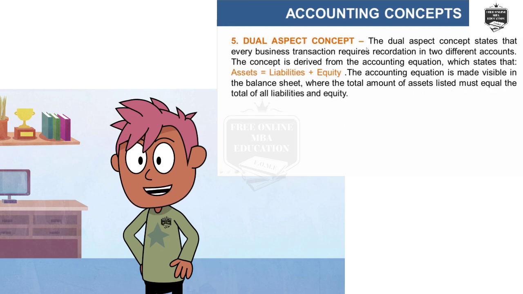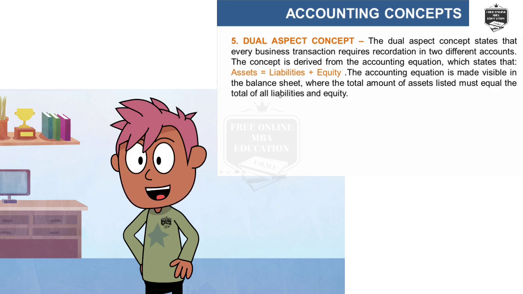Then there is dual aspect concept. The dual aspect concept states that every business transaction requires recordation in two different accounts. So the concept is derived from the accounting equation which states that asset equal liabilities plus equity. So dual aspect concept says that every debit will have a credit account, and thus your asset side should be equal to the liabilities side.